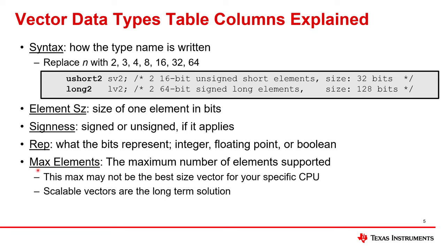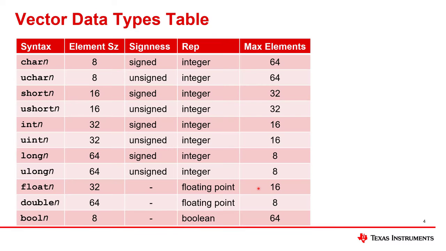Now, one point of confusion I want to avoid right away is that this maximum number may not be the best size vector for your specific CPU. Just because you can use 16 ints, say, that doesn't mean 16 ints is the best choice. It could be a different choice. I don't want to get farther into this detail in this particular video. There's going to be a whole other video about scalable vectors, and they are the long-term solution to what I'm hinting at right now.